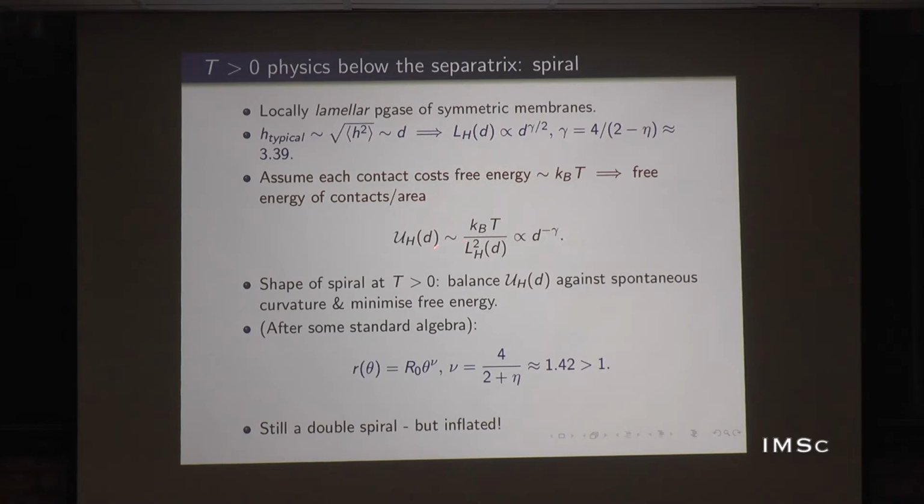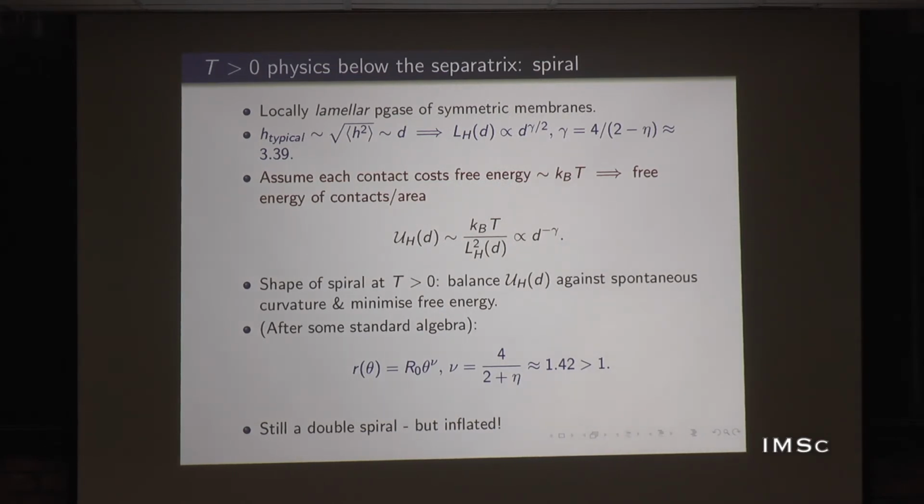Now you have this extra energy in the lamellar phase, and then you balance it against the spontaneous curvature and minimize the free energy. Why do you balance the spontaneous curvature? Because the spontaneous curvature tries to keep it in a rolled shape. The Helfrich repulsion tries to open up the spiral because it is repelled, so it swells up. There is a competition, and wherever they balance, that is your state. So basically balance these two and minimize the free energy.